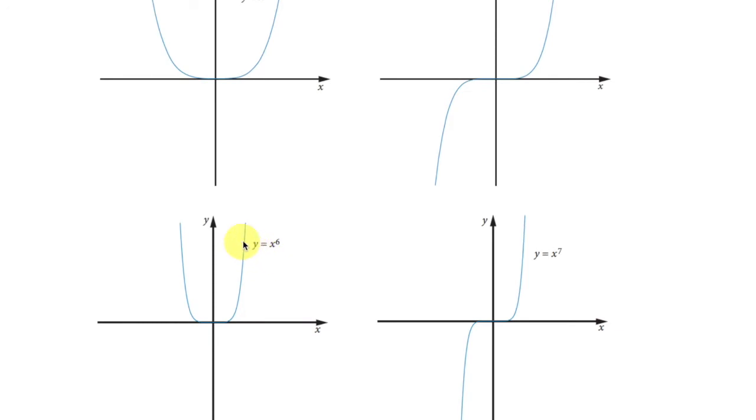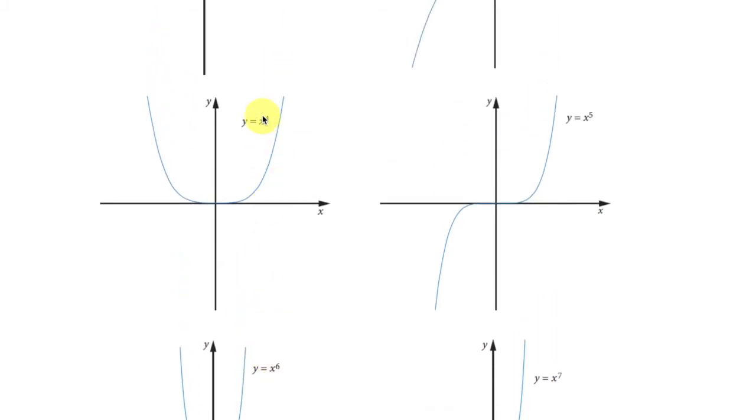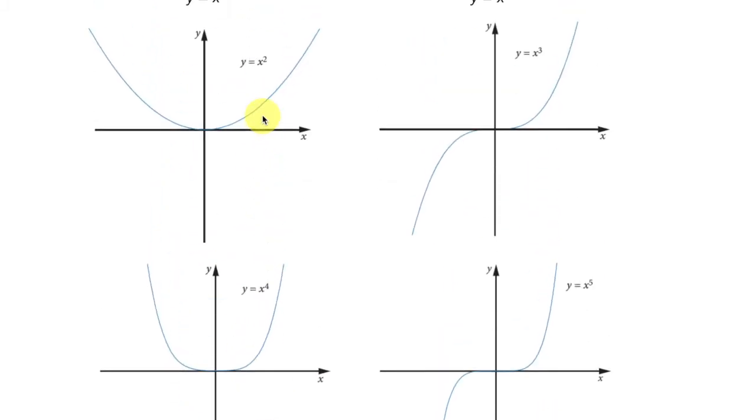And finally, y equaling x to the power of 6. Again, it's steeper. And if I consider x equaling 2, then this time I'm going to get 64. So I'm going to have the position 2, 64. So you can see as we increase the power, the appearance of the standard parabola is much steeper.